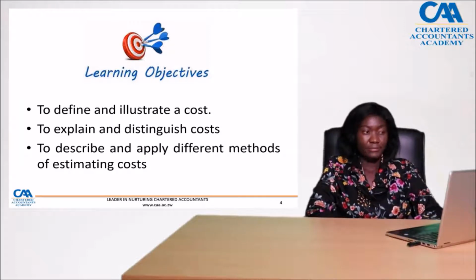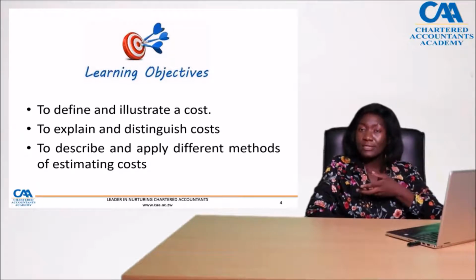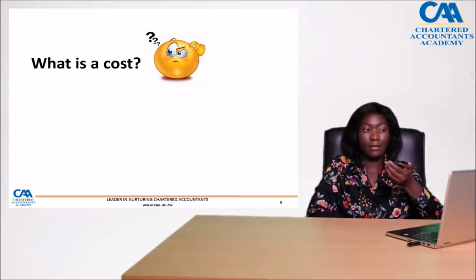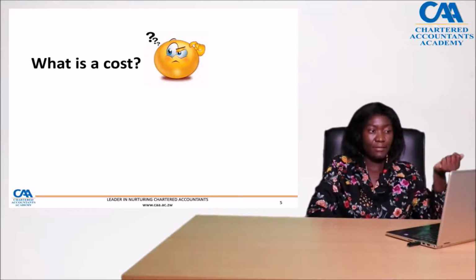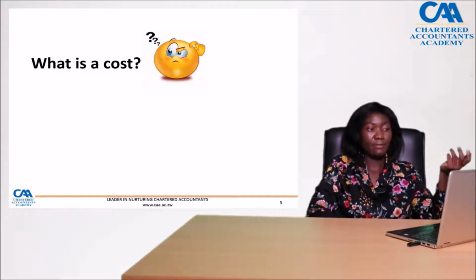Now let's start. What is a cost? A cost is a resource sacrificed or foregone to achieve a specific objective, in this case, which can be an organizational goal. An example: the total cost for a product is material plus labor plus overheads.